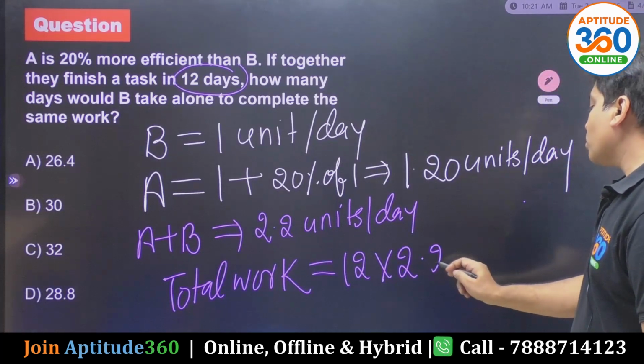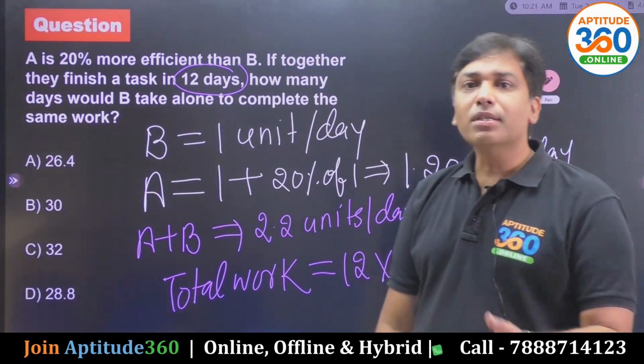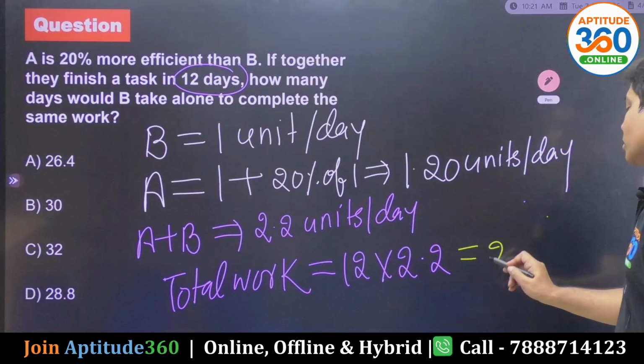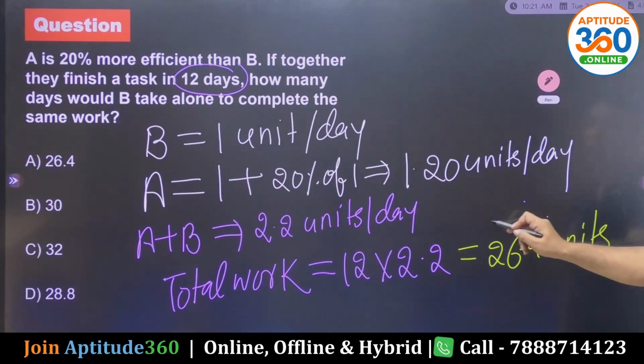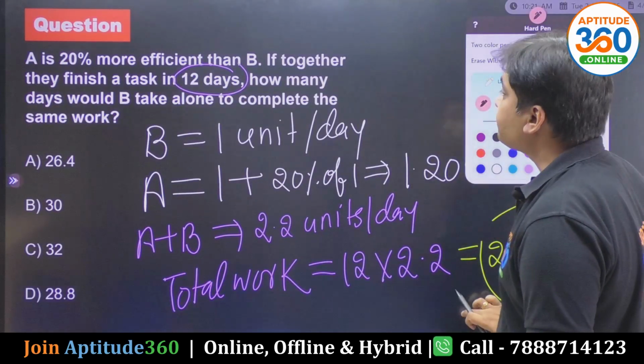Why 2.2 into 12? भाई एक दिन का काम कितना है? 2.2 units. कितने दिन में काम खत्म किया? 12 days में किया, तो 12 into 2.2. If you simplify this, you're gonna get what? 26.4 units. And that is the total work. किसी से करा लो, कैसे करा लो, क्या फर्क पड़ता है, बट काम होना चाहिए, isn't it?